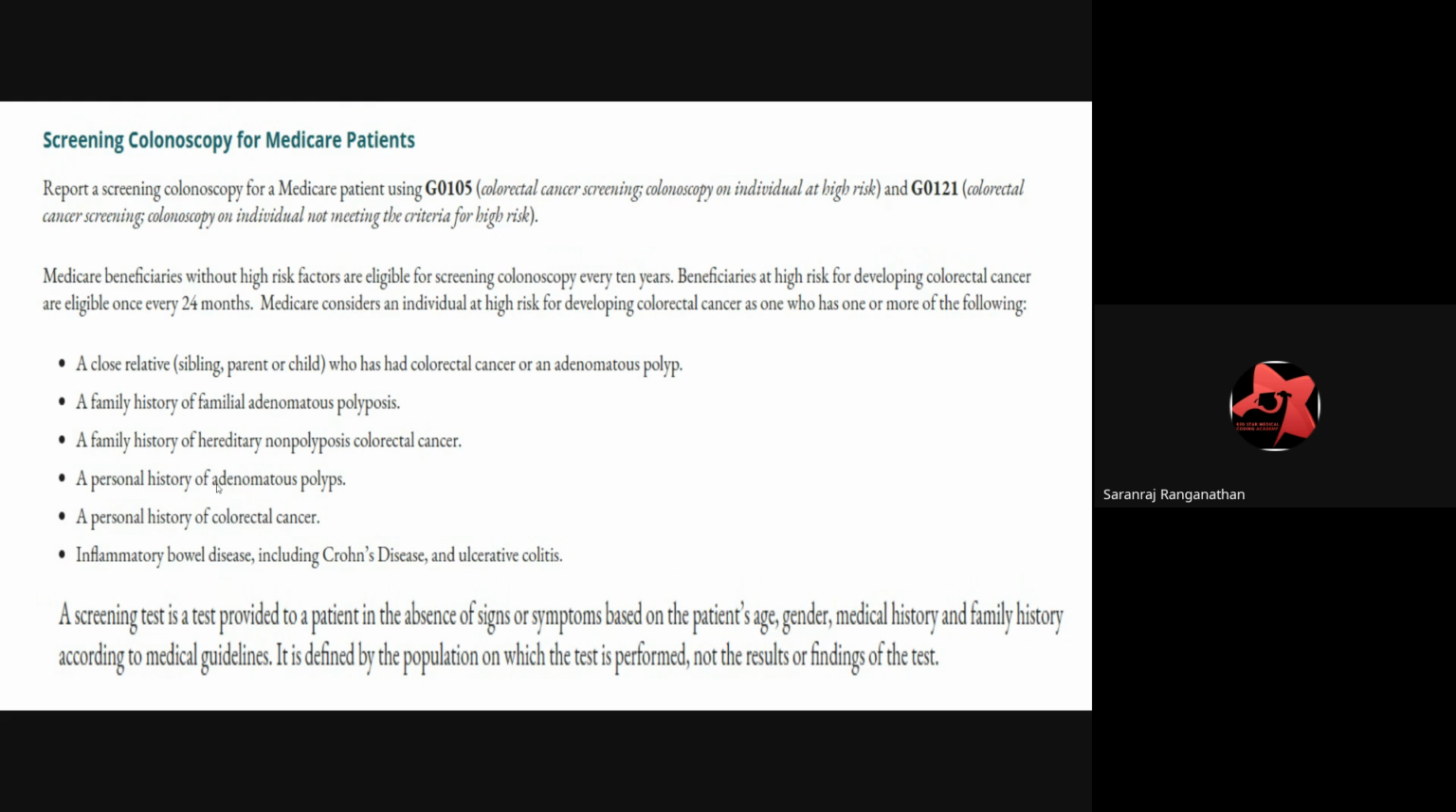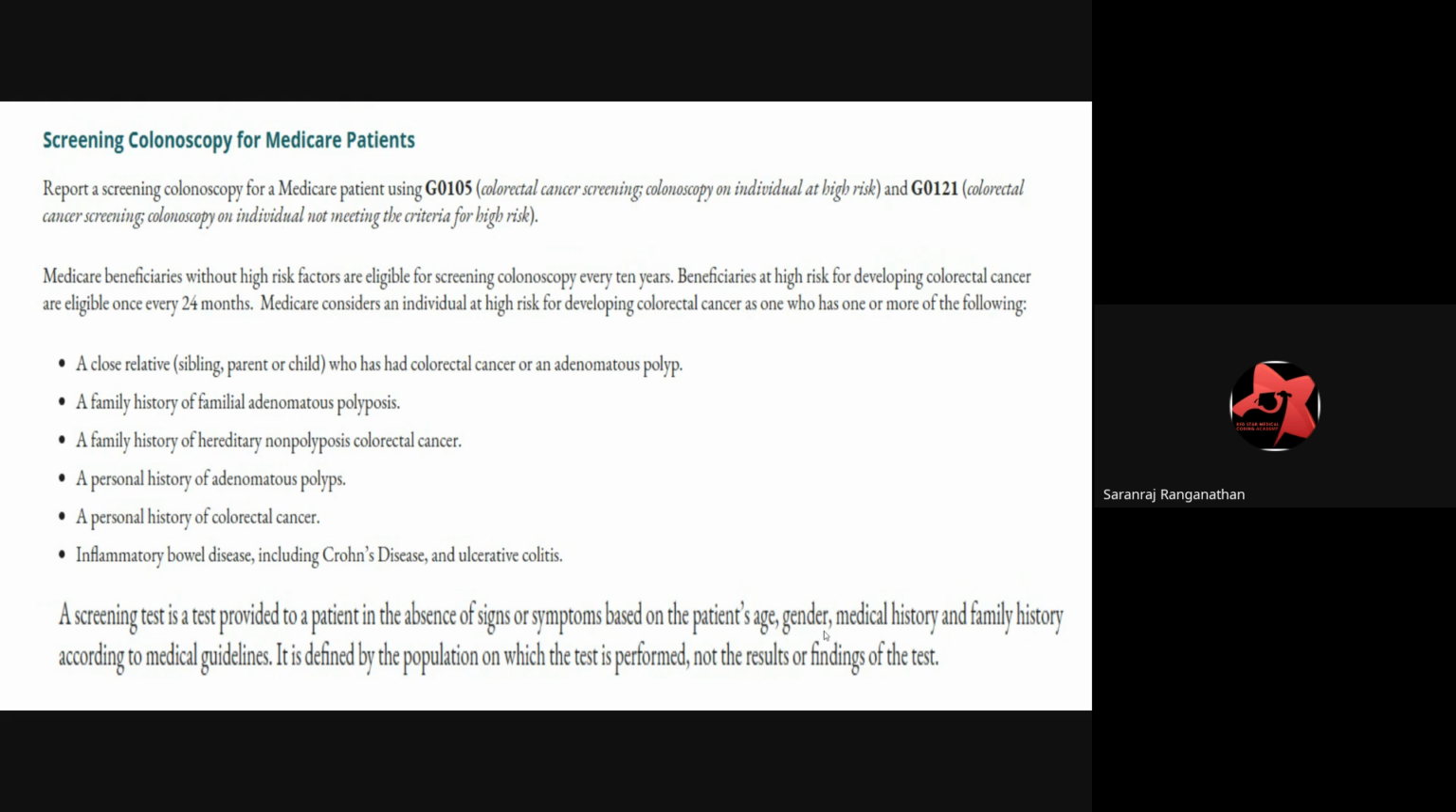Then a personal history of adenomatous polyps. Then a personal history of colorectal cancer. Then inflammatory bowel diseases, including Crohn's disease and ulcerative colitis. These conditions are all considered high risk. If the patient has a high risk, we have to do the screening every 2 years.